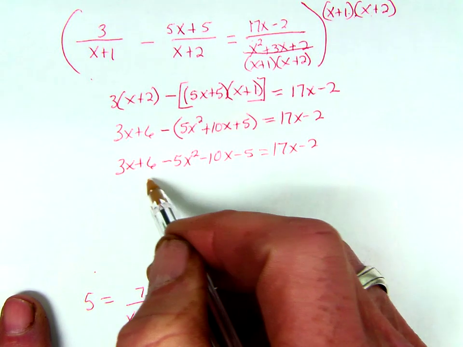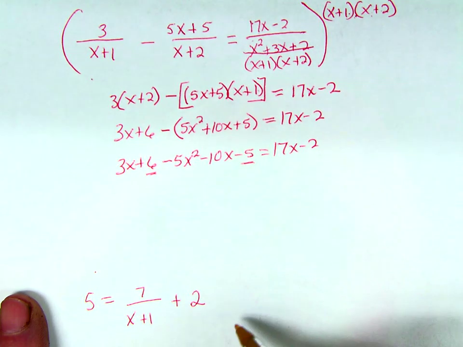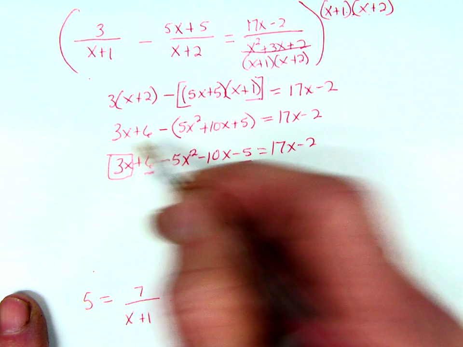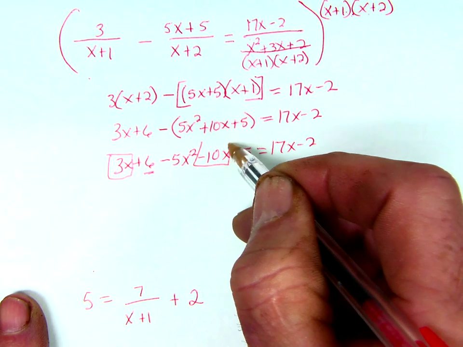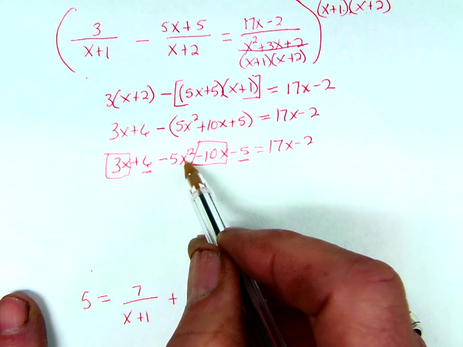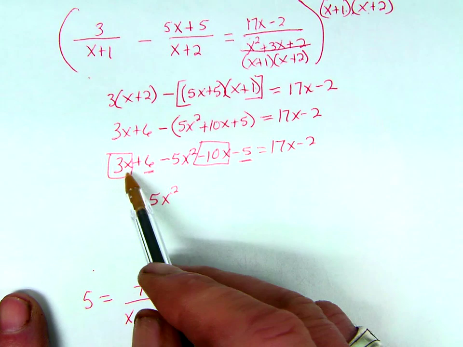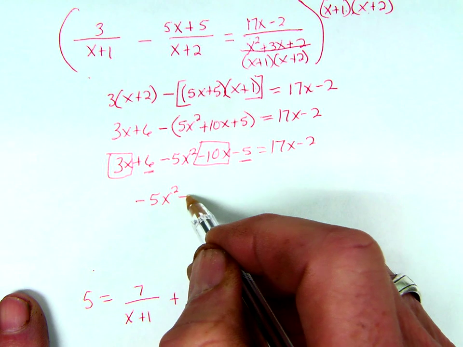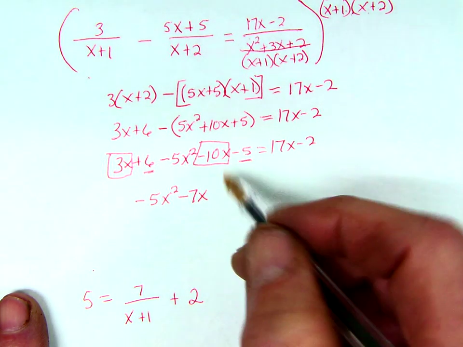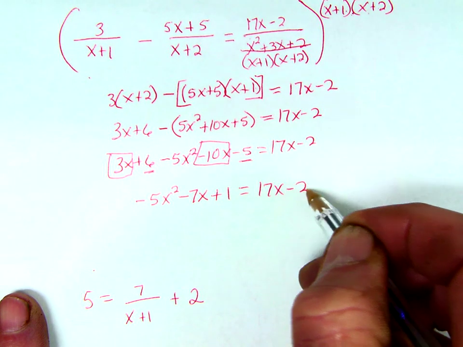Combine like terms, I have a 6 and a negative 5. And I have a 3x and a minus 10x. Let's see if that does anything. All right, negative 5x squared. 3x minus 10x is minus 7x. 6 take away 5 plus 1 equals 17x minus 2.